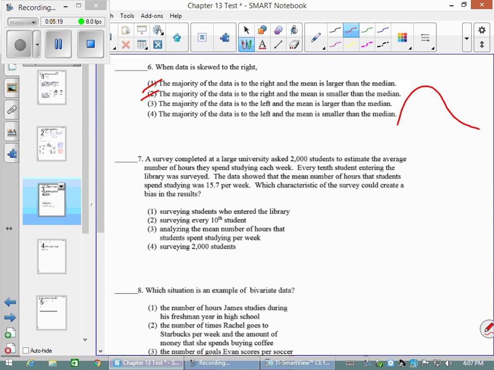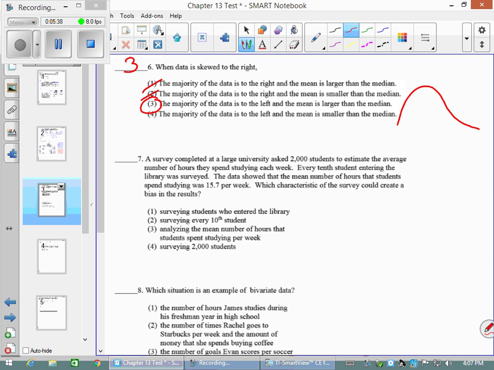And now we want to see how our mean is affected. So our mean is actually going to be pulled to the right more because of that outlier pulling it. So our mean is actually going to be larger than our median because our outlier is affecting it. So our choice is 3.